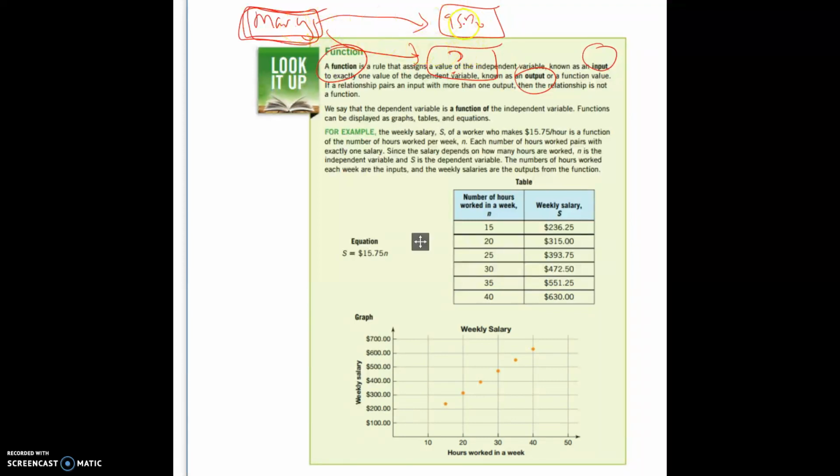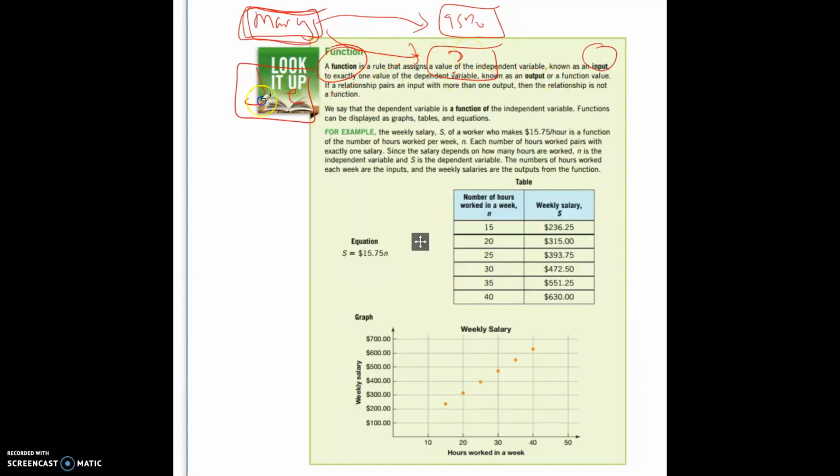So you can have 1 input and 1 output. Now, could 2 people have the same grade? Could I input Joe's name and could he get a 95 as well? Sure, 2 people can have the same grades. It's just Mary can't have 2 different outputs. For every input, you get 1 output.